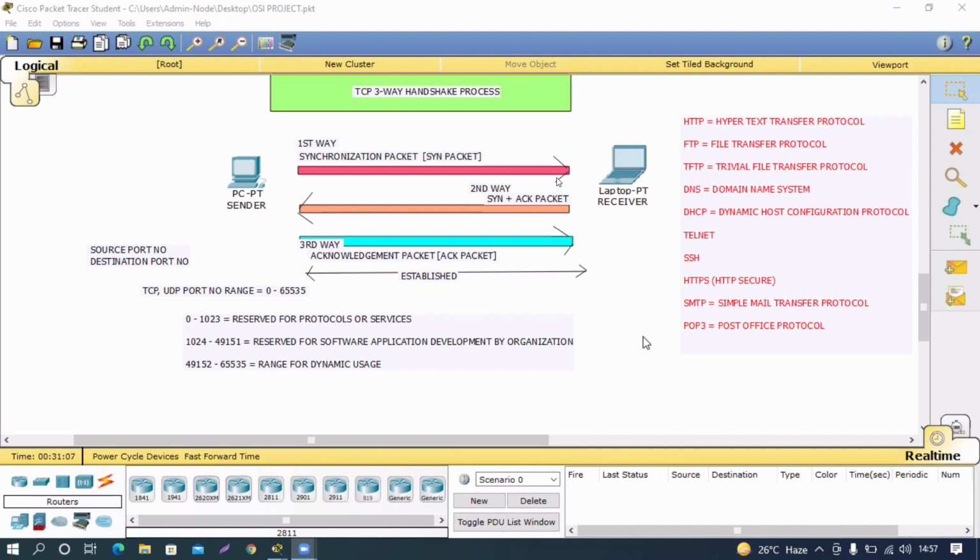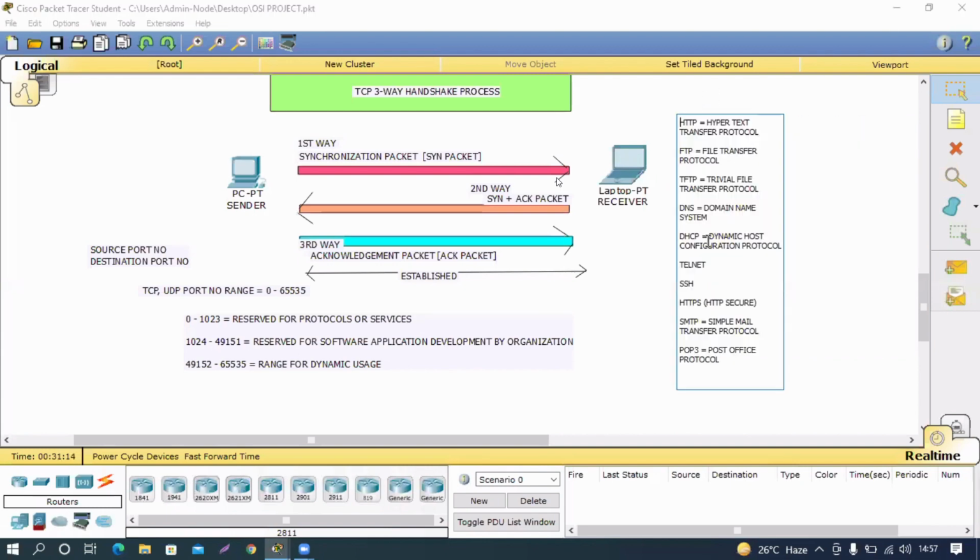These are the protocols we are using on a daily basis. Their full form is given over here. This is Telnet, which stands for Telecommunication of Networks, and SSH you already know, Secure Shell.